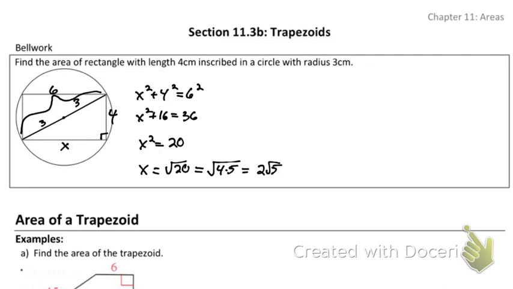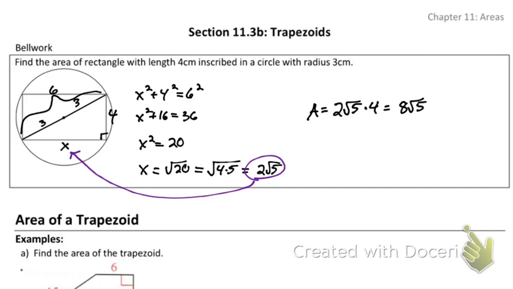Is 2 square root of 5 the answer to this problem? No, that is just the width of it. That 2 square root of 5 is just this x value here. Our area is going to equal 2 square root of 5 times that 4, which is going to equal 8 square root of 5.